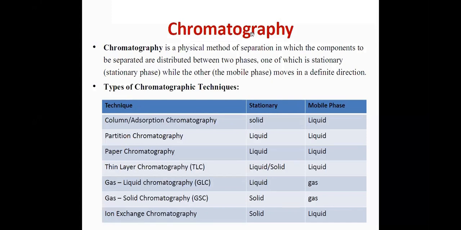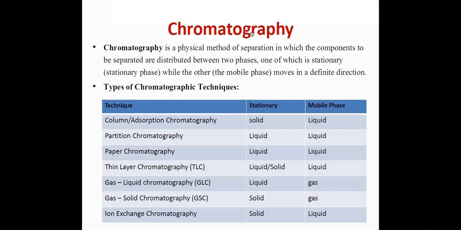If a column is used as a stationary one, it is known as column chromatography. If paper is used as a stationary one, it is known as paper chromatography. If a thin layer of adsorbents is used as a stationary phase, it is known as thin layer chromatography. In the same way, gas liquid chromatography, gas solid chromatography, ion exchange chromatography. So different types of chromatographic techniques are classified according to the nature of the stationary and the mobile phase used.